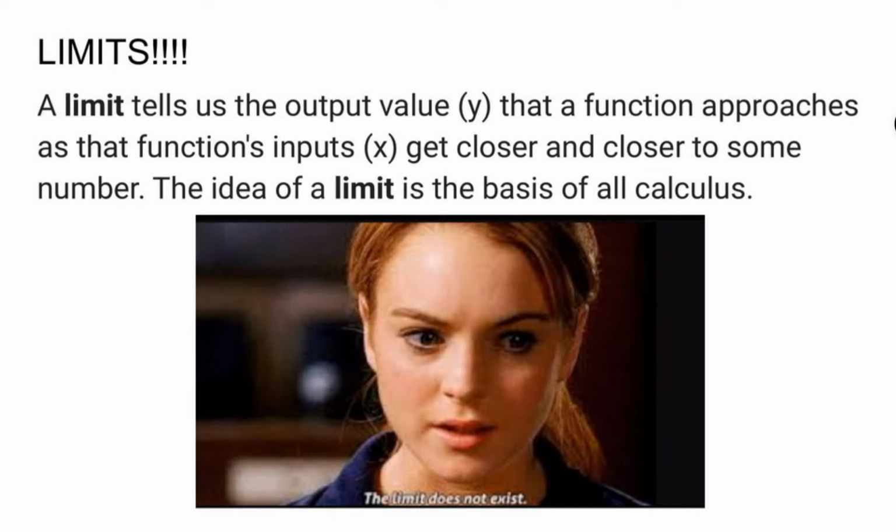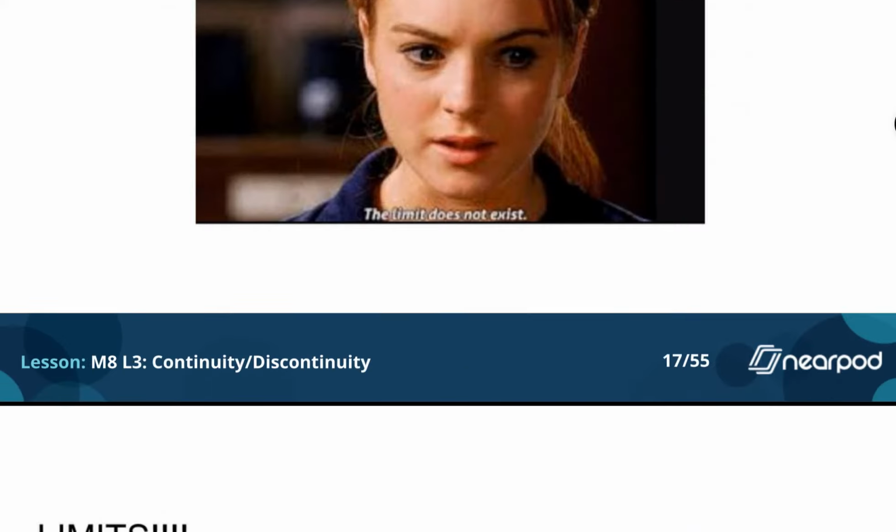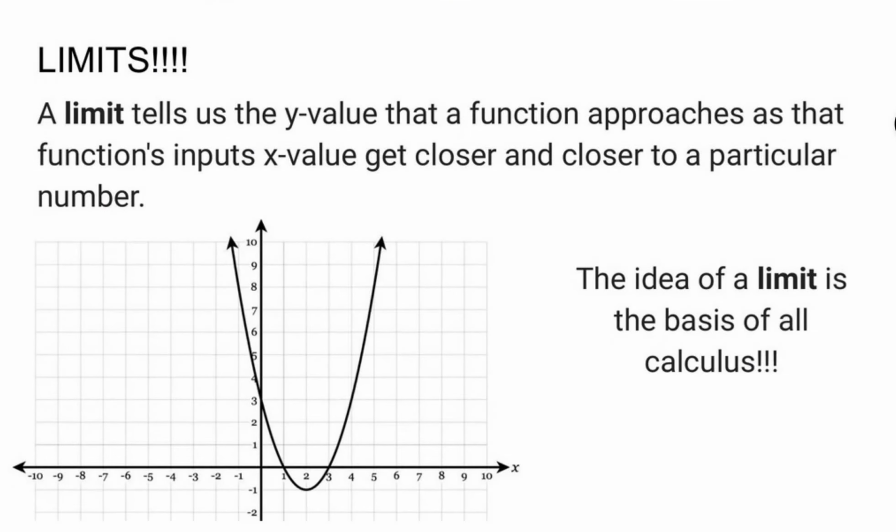So limit is different than output. When you have input and output, that is the exact value of a function once you put in a specific input. The key of a limit is more about what a function approaches than what that function actually equals. So it's what output is this function approaching as my input approaches a certain value. In other words, it tells you the y value that a function approaches as the x value gets closer and closer to a given number.